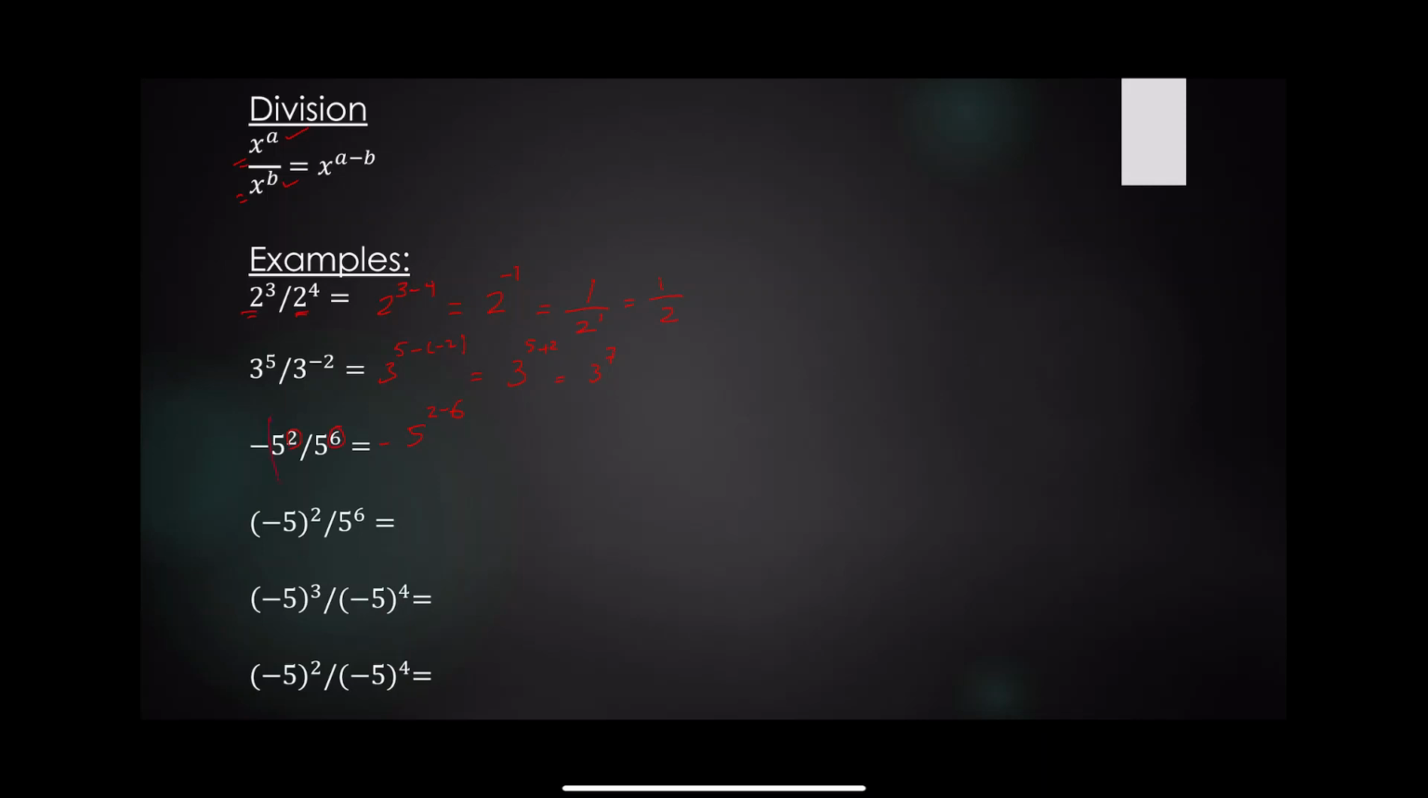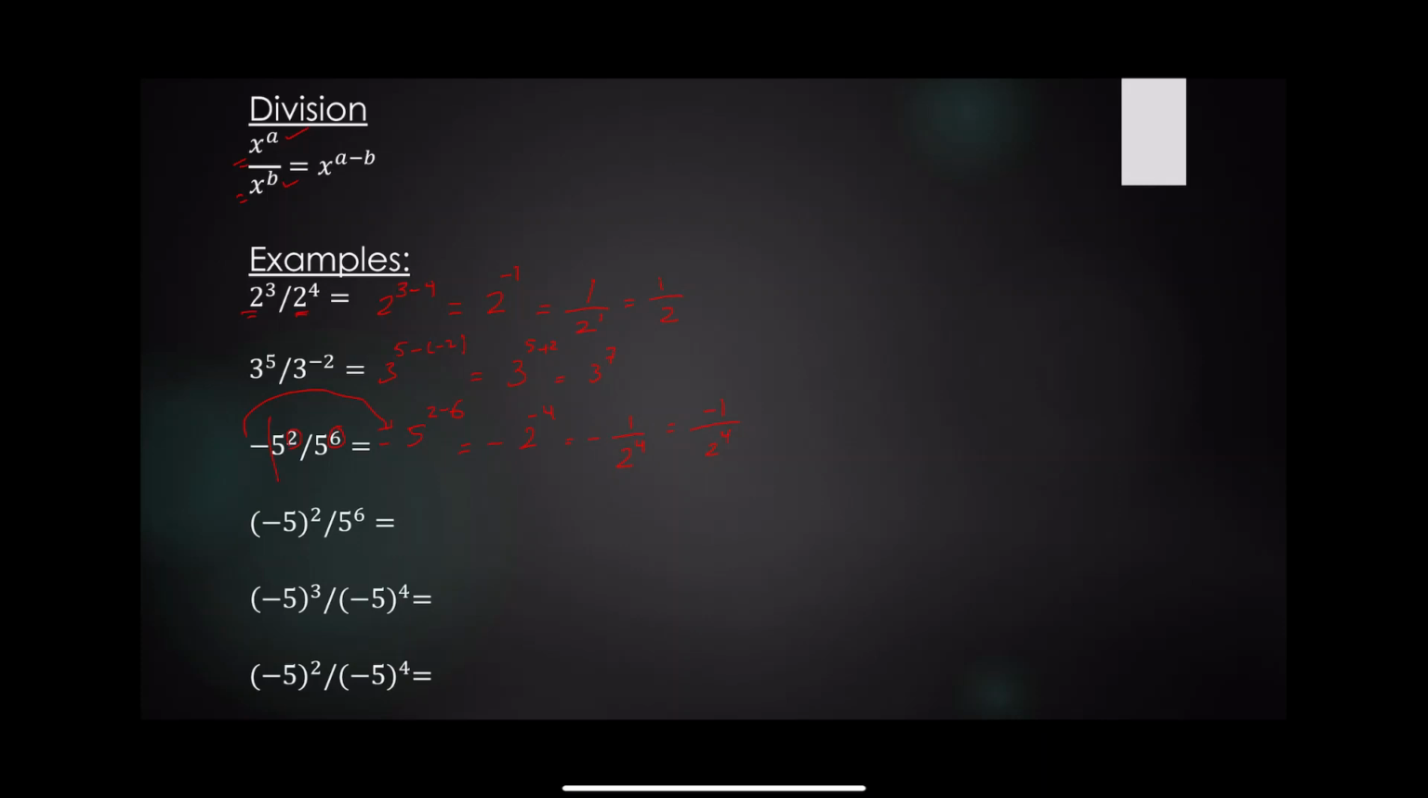So as if I cut this into two problems. The negative came here, and then another question, 5 to the power 2 divided by 5 to the power 6. So it's 2 minus 6, which is negative 4. But we know how to deal with this. It's minus 1 over 5 to the power 4.